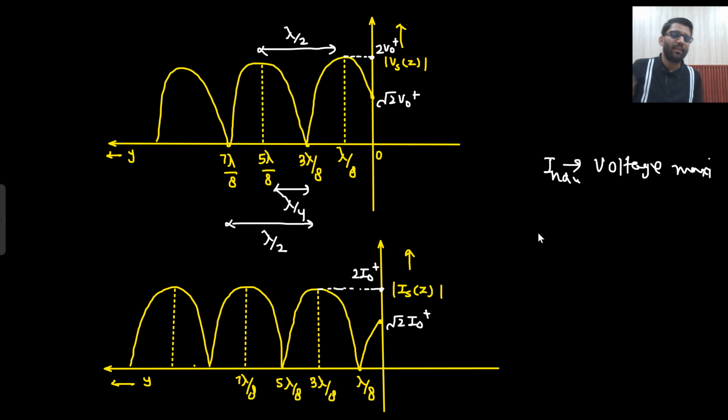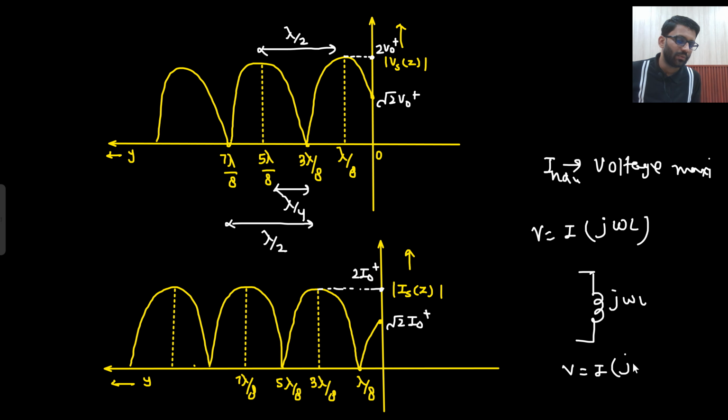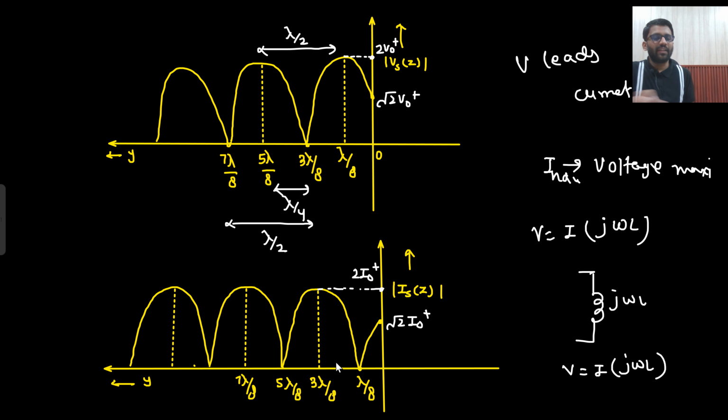How can you remember it? Do you remember V is equal to IR? What is the impedance provided by the inductor? That is J omega L. So if you write down Ohm's law, V is equal to I into the impedance provided by the inductance, that is J omega L. So who leads? Voltage leads. In case of an inductor, voltage leads current. So similarly in the standing wave pattern as well, first voltage maximum will occur and then current maximum will occur.